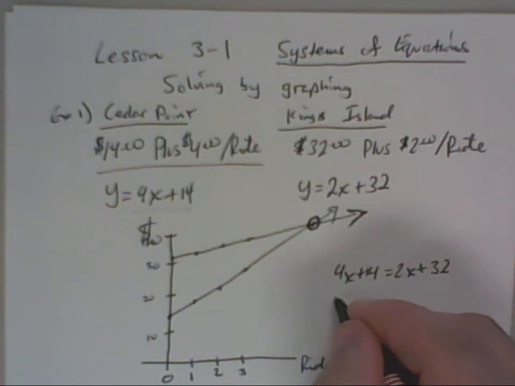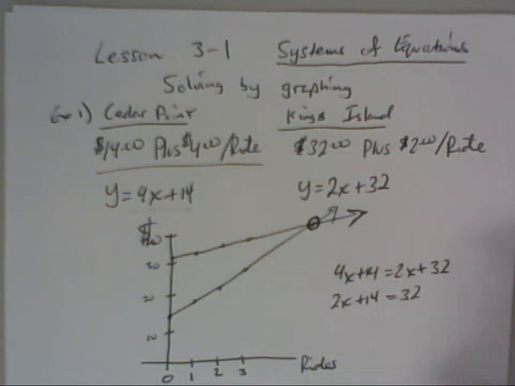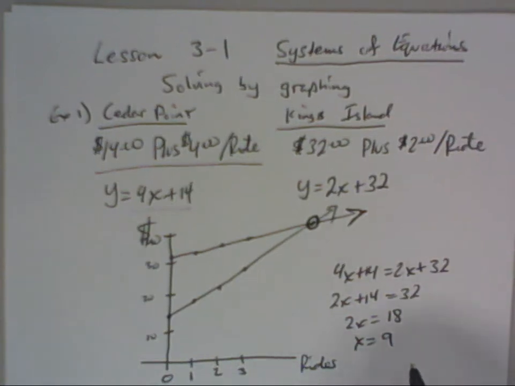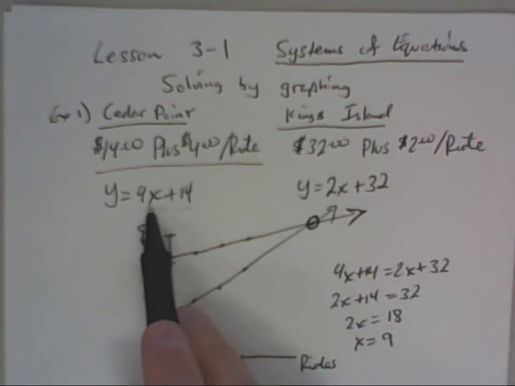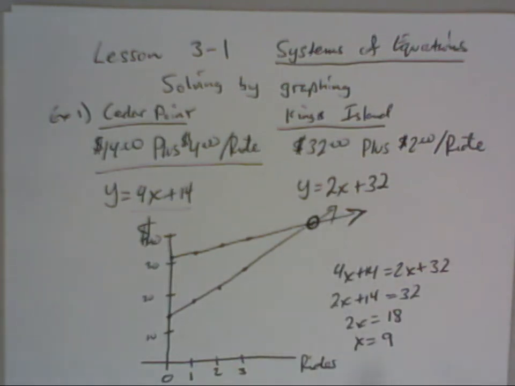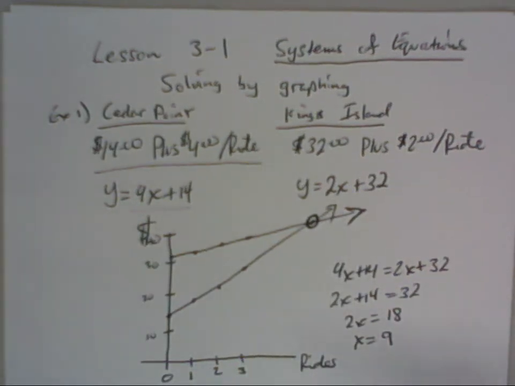If I subtract 2x from both sides, I'd have 2x plus 14 equals 32. And if I subtract 14 from both sides, 2x is going to equal 32 minus 14, which is 18. And if I divide by 2, x is 9. And so it should be that if I plug 9 both into the equation for Cedar Point and the equation for Kings Island, I'm going to get the exact same price at both places.